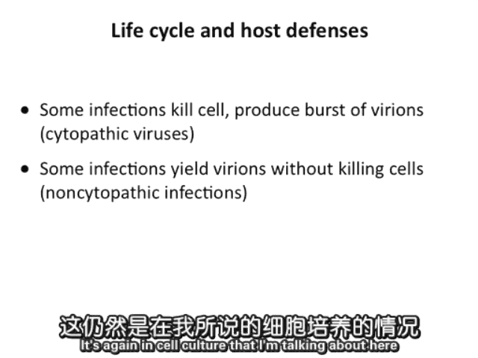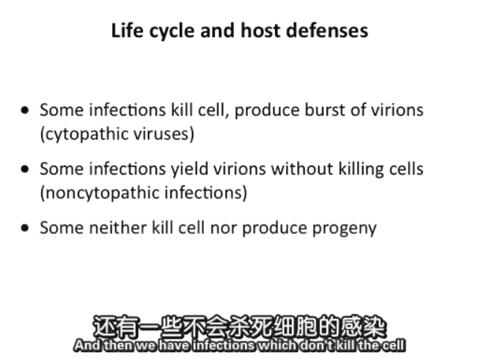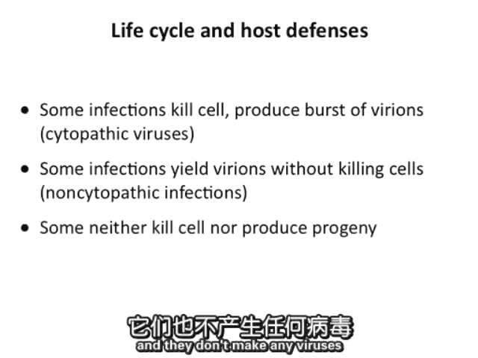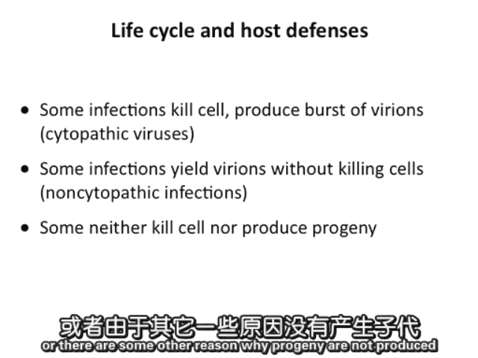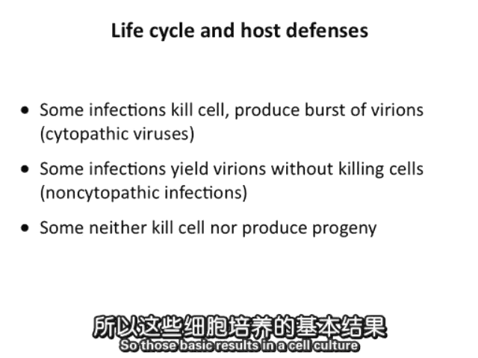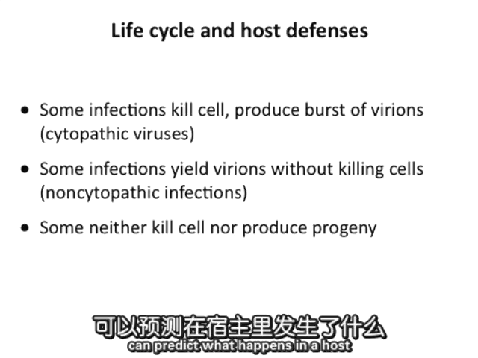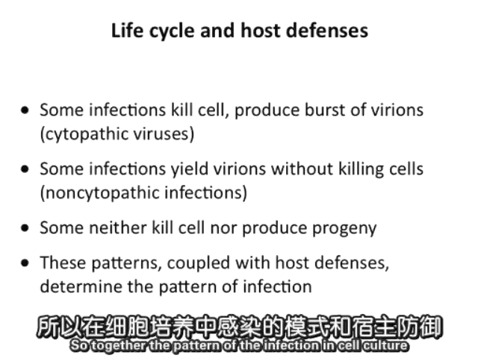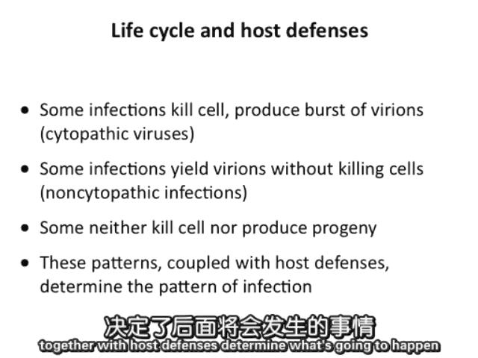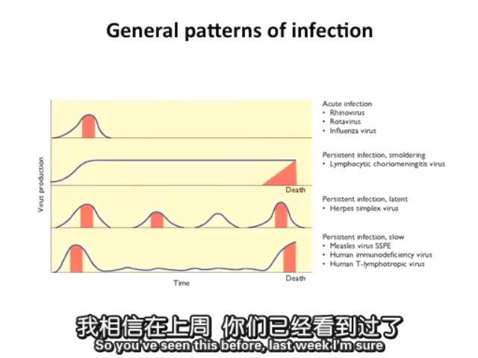These are, again, in cell culture that I'm talking about here. And then we have infections which don't kill the cell and they don't make any viruses. Maybe the viruses become latent right away, or there's some other reason why progeny are not produced. So those basic results in a cell culture can predict what happens in a host. And the host, of course, adds a second complicating factor, which is host defenses. So together, the pattern of the infection in a cell culture together with host defenses determine what's going to happen. You've seen this before last week, I'm sure.